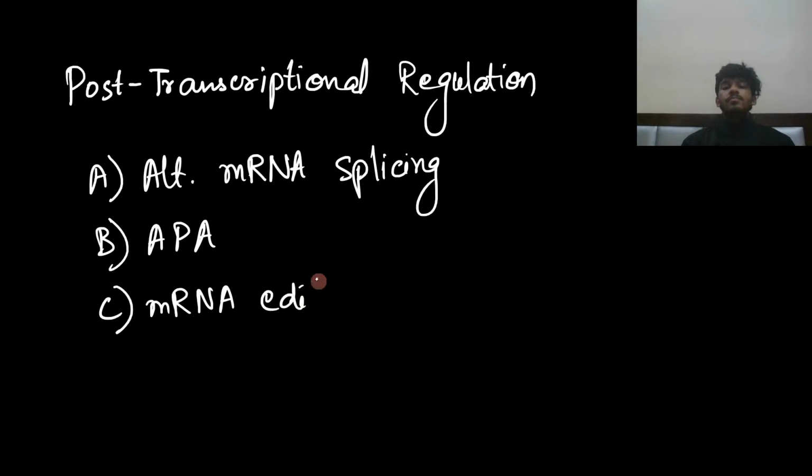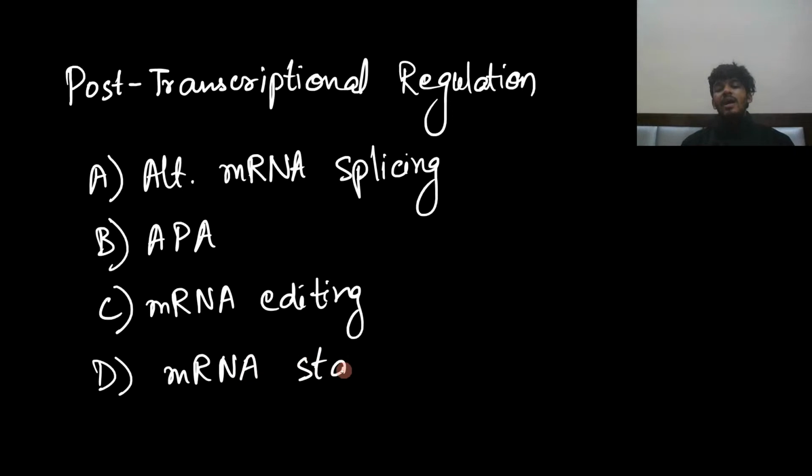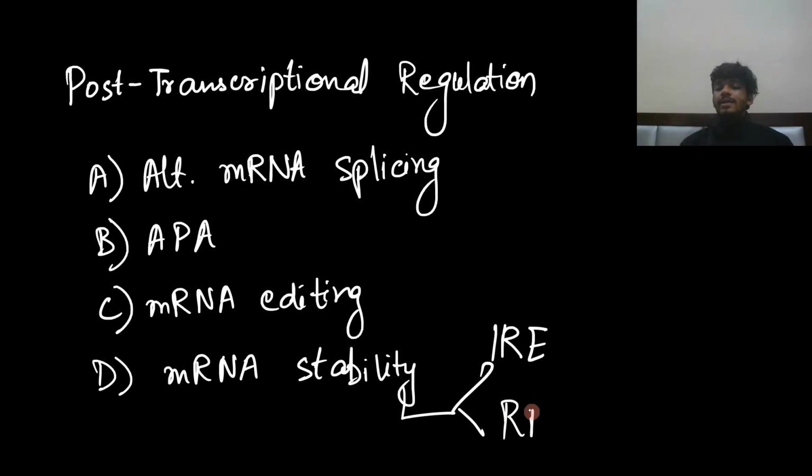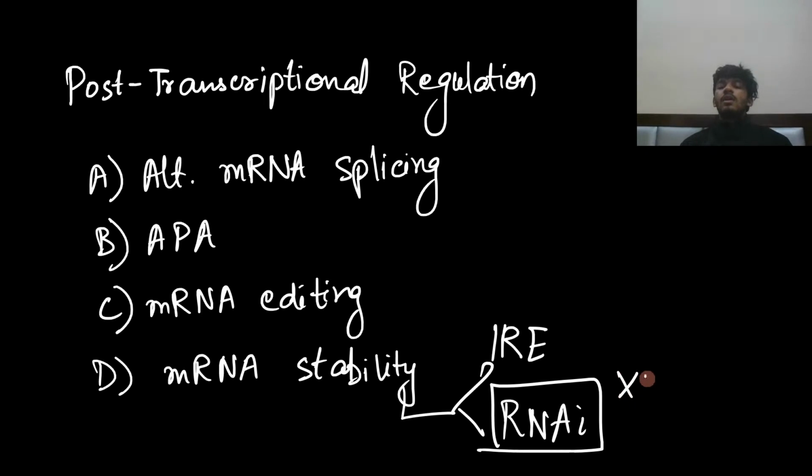Now we are doing mRNA stability. In mRNA stability, we are doing two things. One is what we have already done, that is iron response element. Second thing that we are going to do is called RNA interference. You might have heard of this, RNA interference. You have studied this in your class 12th in your biotechnology.